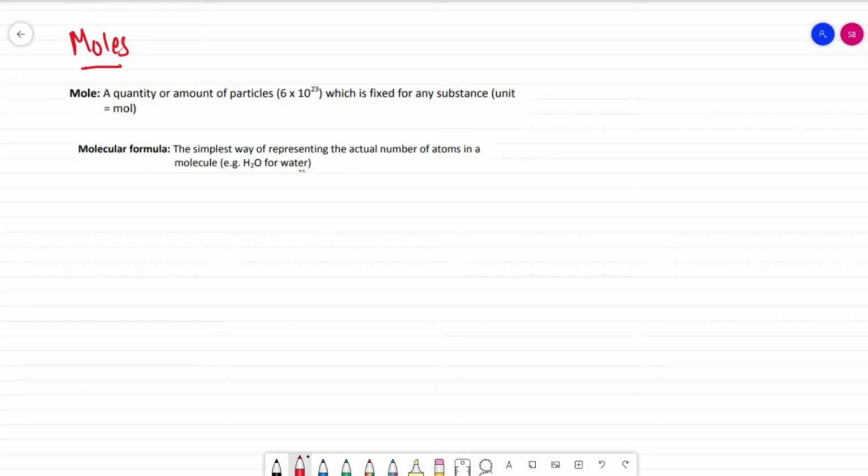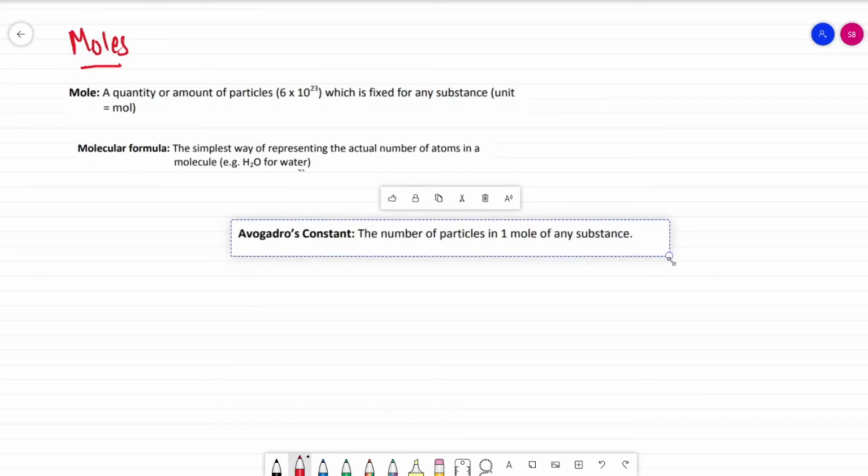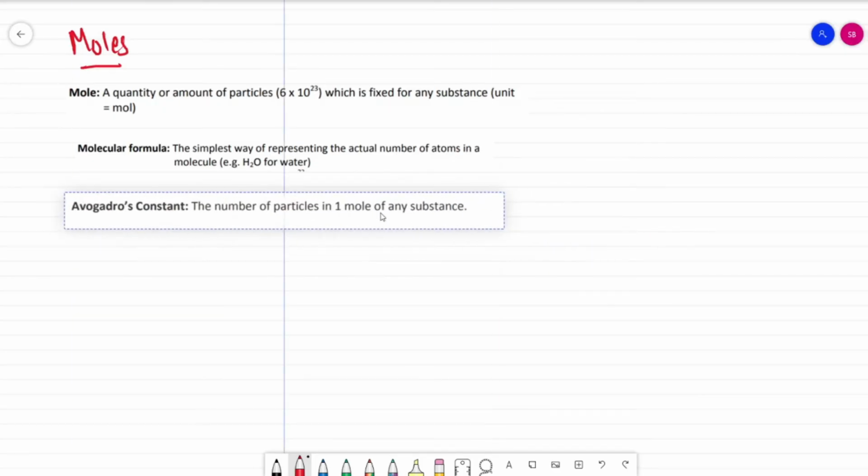So I can also put up the definition of the Avogadro's constant that you also need to know. Right now we're just having a look at the definitions of each of them, because you need to know the definitions before understanding the topic. So the Avogadro's constant is the number of particles in 1 mole of a substance. Okay, we now move on.